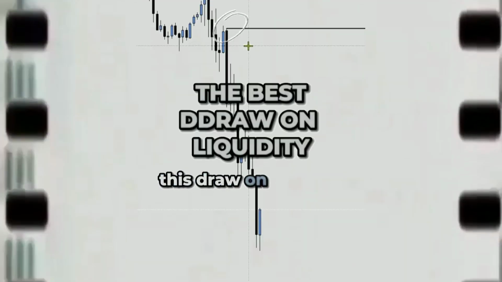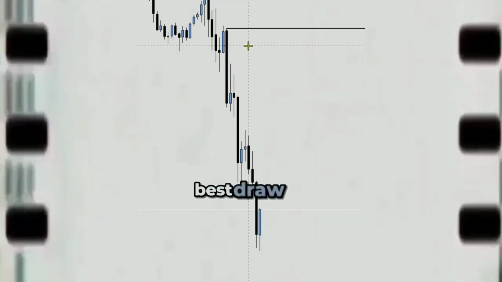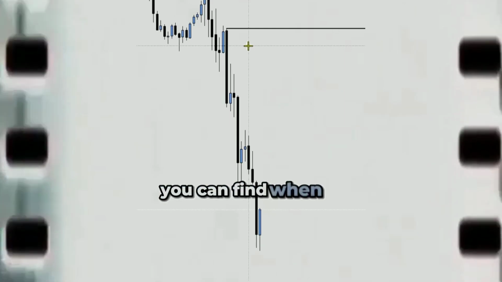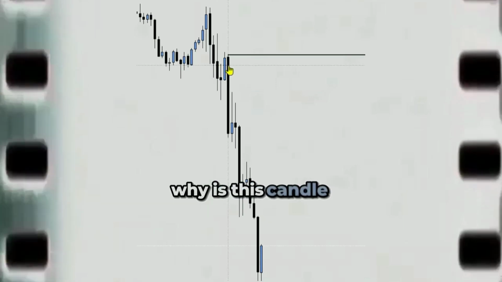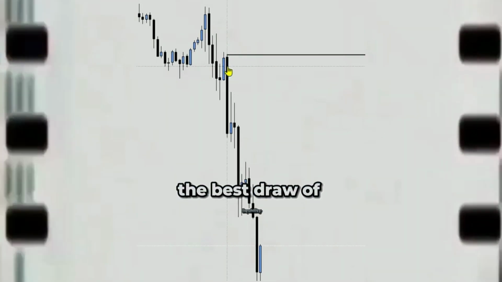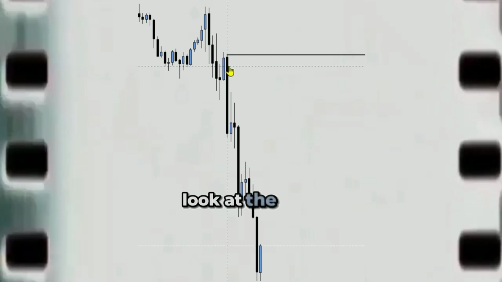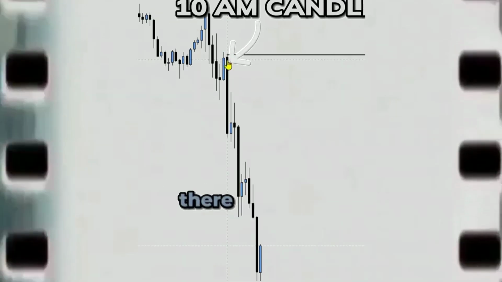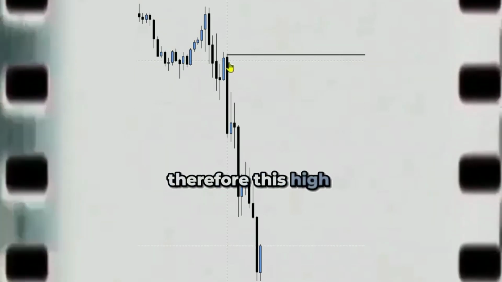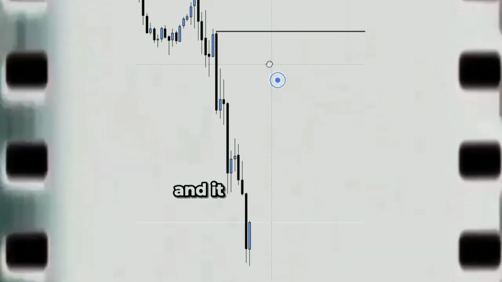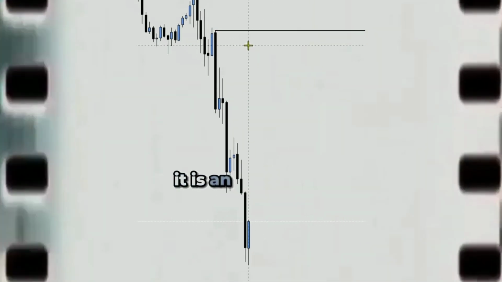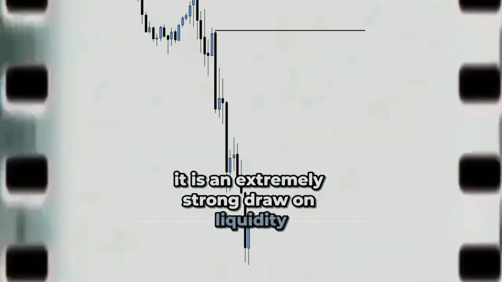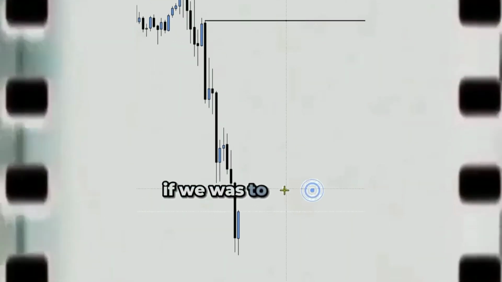Now this draw on liquidity right here is one of the best draws on liquidity that you can find when it comes to day trading, and you might be a bit confused wondering why this candle right here is the best draw on liquidity. If you look closely at the time, it is created at 10 AM. Now at 10 AM today there was news, therefore this high was created from news. Now once a high is left behind from news and it did not get swept, it is an extremely strong draw on liquidity, and this is our target if we were to catch a long position.